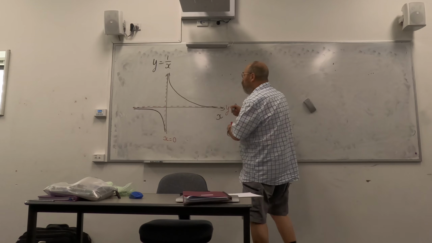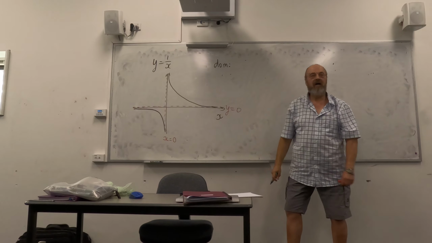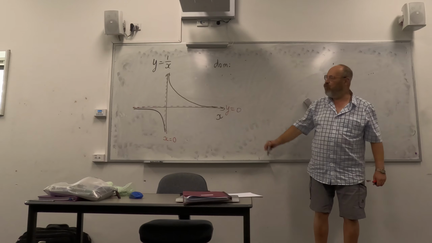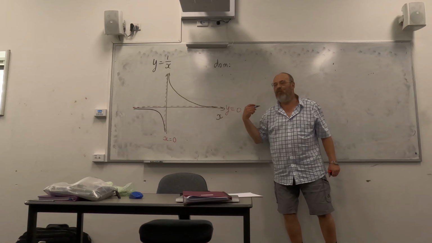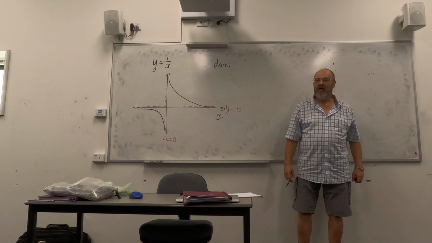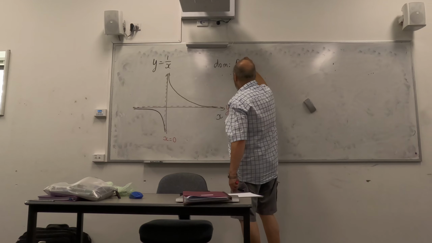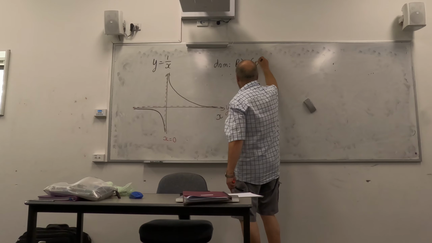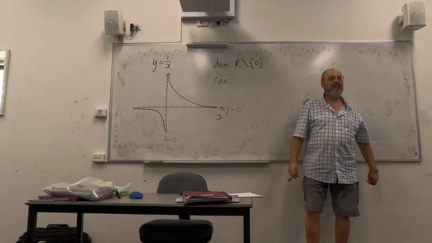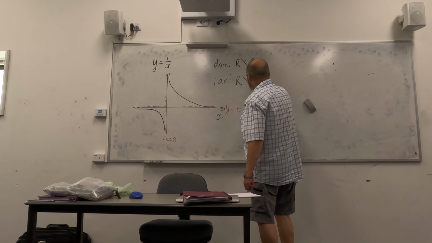Now, what is the domain of the rectangular hyperbola? Domain is the possible x values. Everything except 0. So x is all real numbers except 0. What is the range? What are the y values? Same thing. All real numbers except 0.